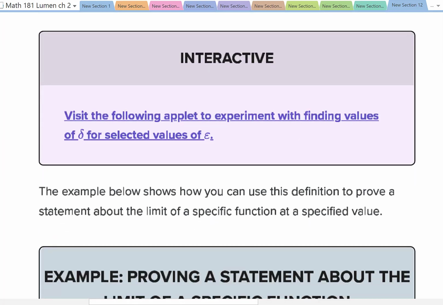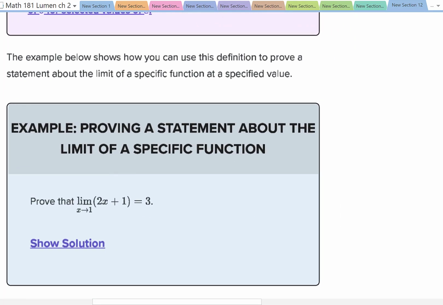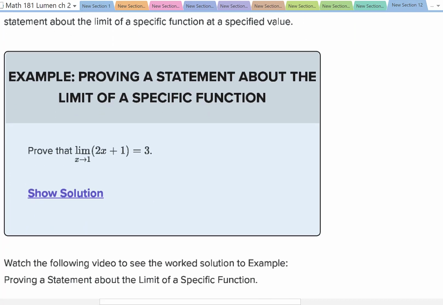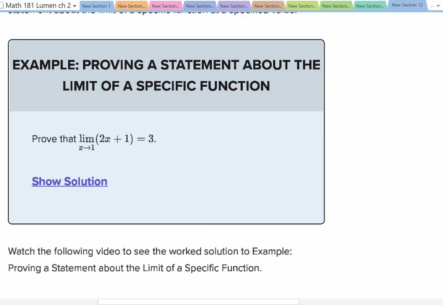There's an interactive applet you can click on in the textbook, so I encourage you to take a look at that. It's kind of fun. So we're going to prove that the limit as x approaches 1 of 2x plus 1 equals 3.